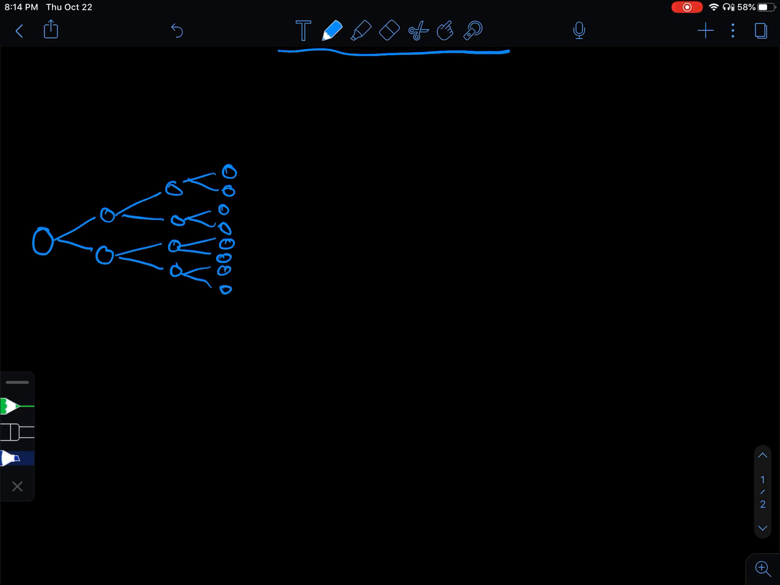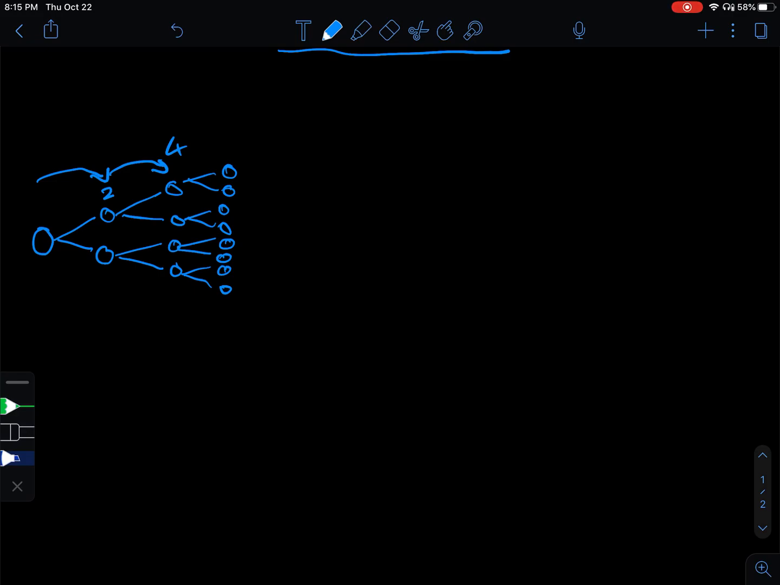Now, with geometric series, you could tell the number of cells after each division. So after the first division, you'd be here, and the number of cells would be 2. After 2 divisions, you'd be here, and the number of cells is 4. So you could tell the number of cells after the end of every division.